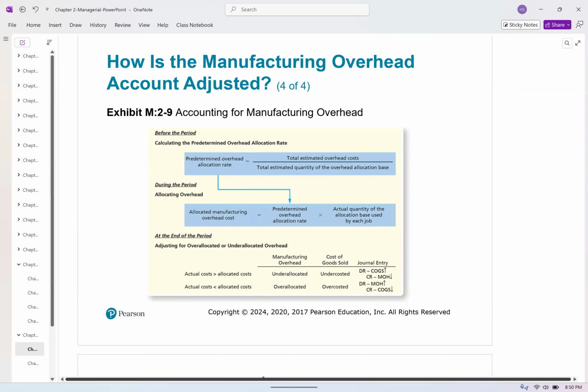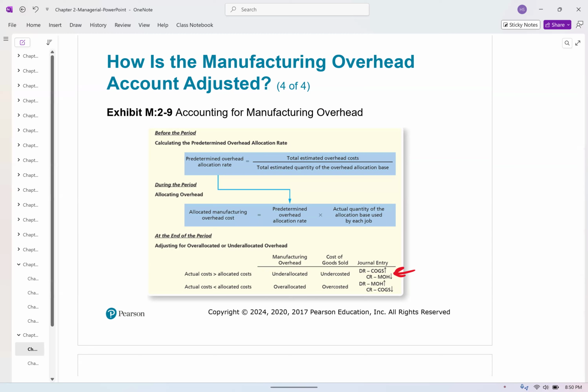You know it's got to be zero. So look at that and zero it out. So right here, that's the journal entry we made for under allocated. And then it's just the opposite. It's just the opposite when it is over costed, over applied, over allocated. Okay.